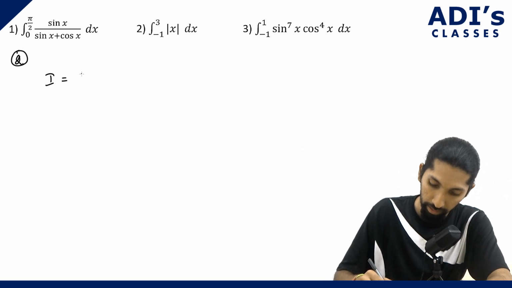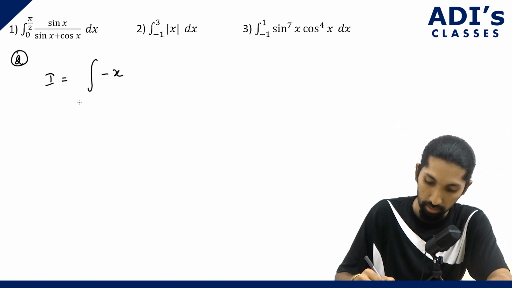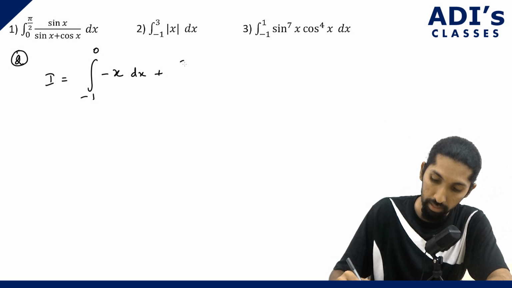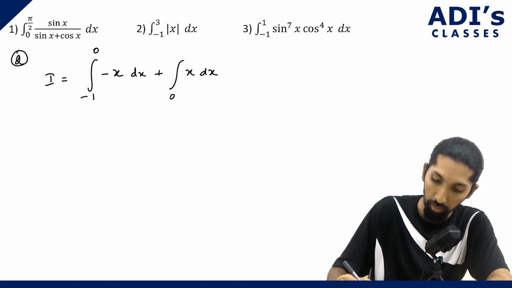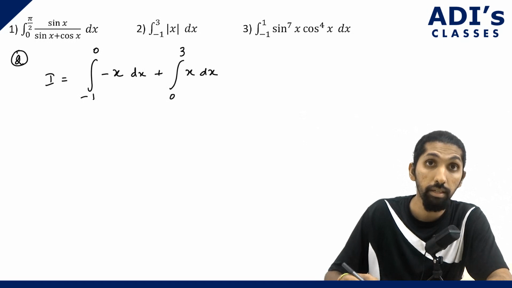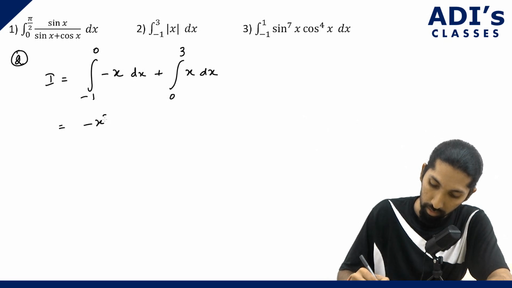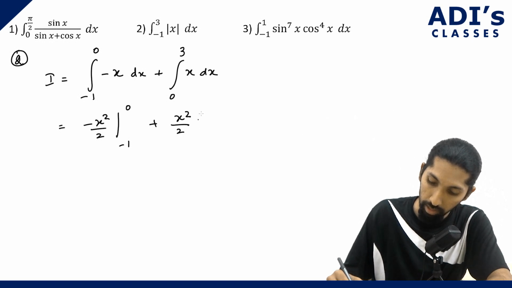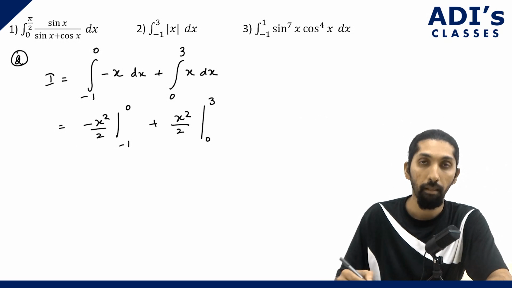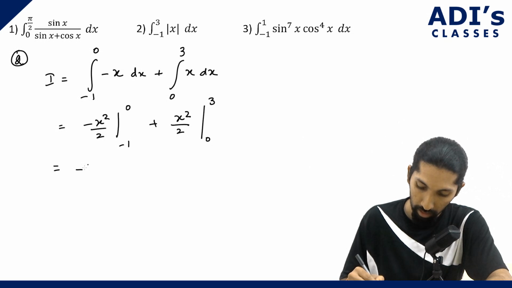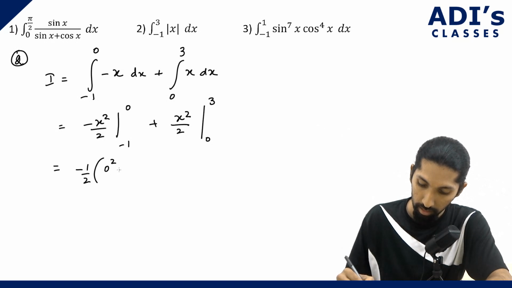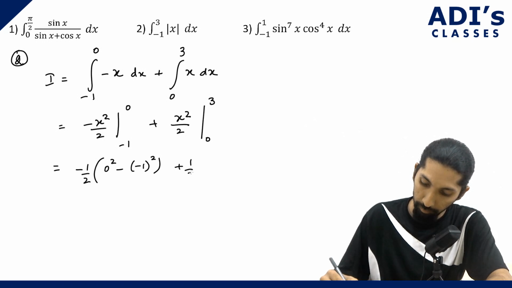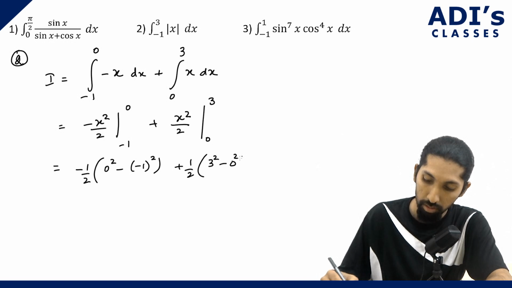So what we'll do is, I is equal to integral of minus x dx from -1 to 0, correct? Plus integral of x dx from 0 to 3. Fair enough? Integrate: minus x square by 2 from -1 to 0 plus x square by 2 from 0 to 3. Then you have minus half into 0 square minus of -1 square, correct? Plus half into 3 square minus 0 square.